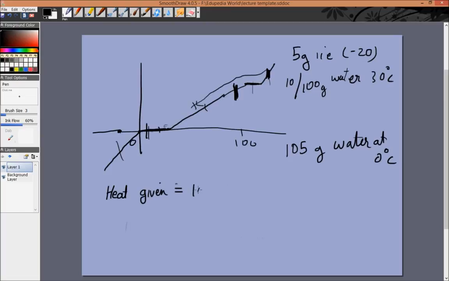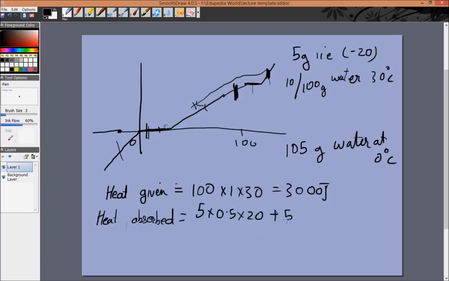It will be 100, that is this 100 gram water coming to 0, into 1 into 30, that is 3000 joules. So 3000 joules of heat is given. Heat absorbed will be 5 times 0.5 times 20 plus 5 times 80. That will be 50 plus 400, 450. So heat absorbed is 450 joules, heat given is 3000 joules. So what is left?